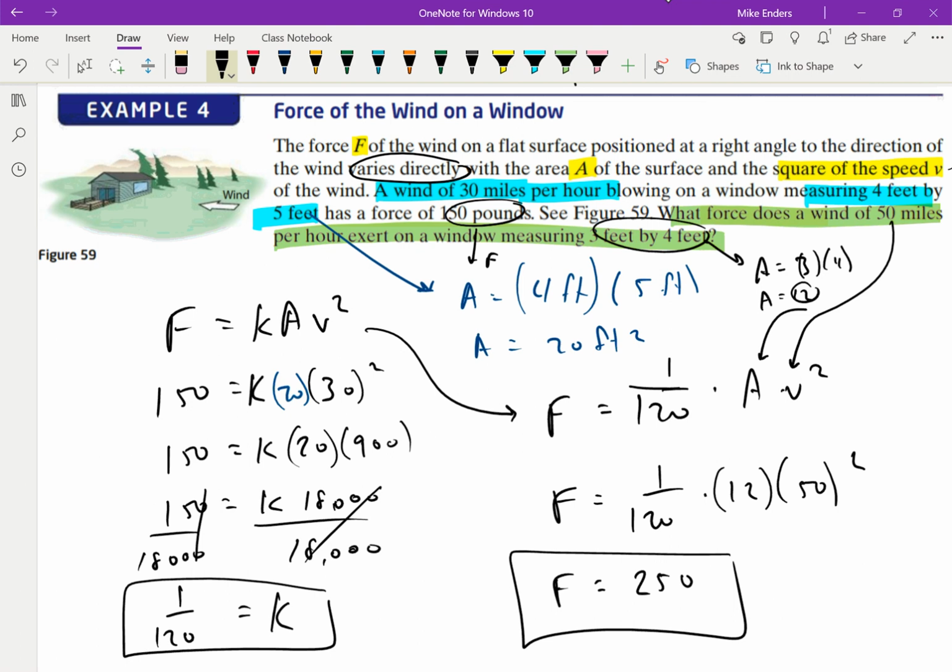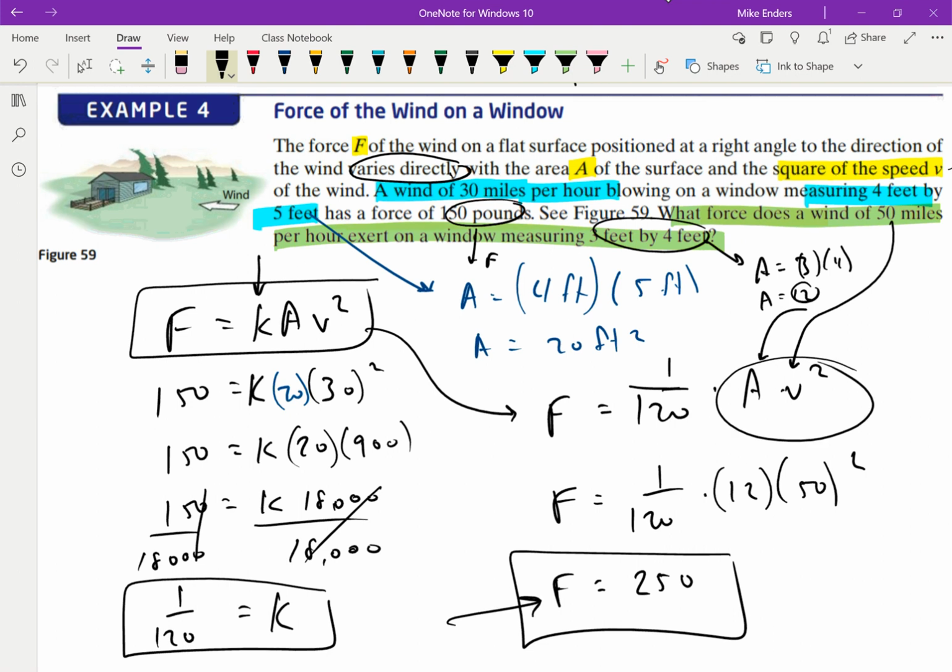Given our scenario at the beginning, what we were told was that the force of the wind on a flat surface positioned at a right angle varies directly with the area of the surface and the square of the speed. So given our initial information, we write our equation, solve for K, and then use our other information, plugging in values for our variables. Then at the end, we have the variable that we were looking for, in this case, force.